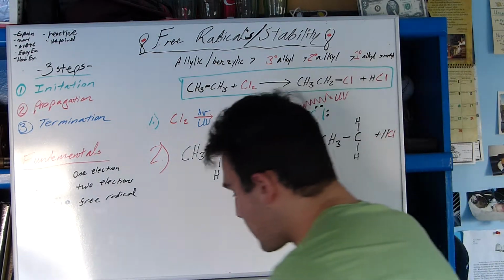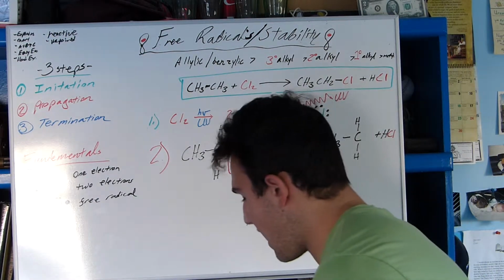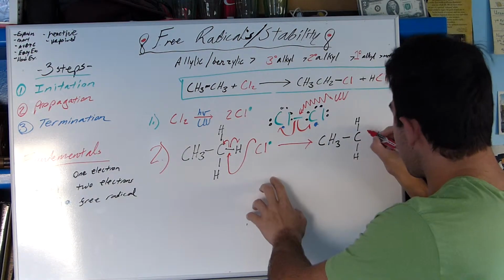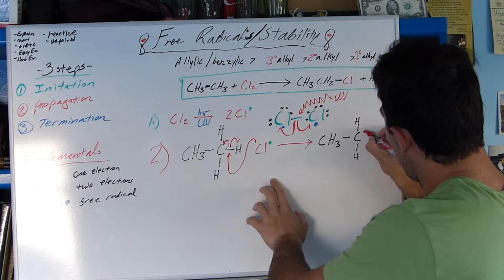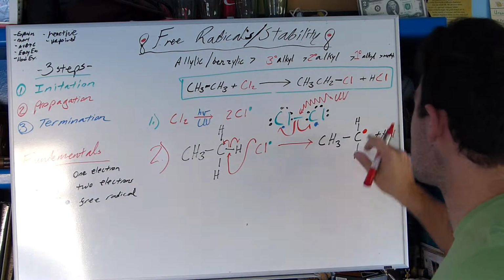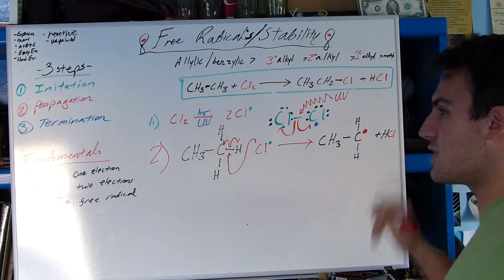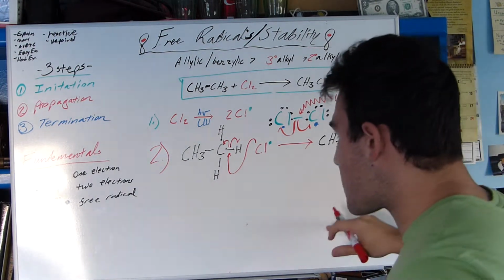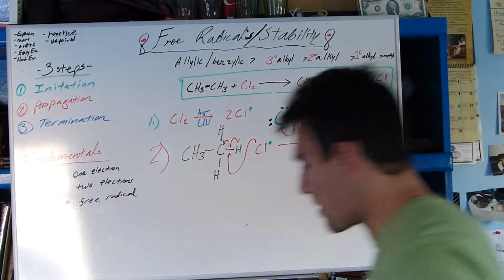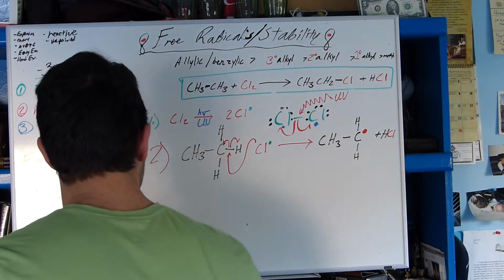But what's happening here is, now that that electron, this free radical is over here, now we have a free radical. So now it's CH3CH2 with free radical plus the HCl. So right before we get to the terminations, another step has to happen. We have to turn this into 1-chloroethane. So how are we going to do that?